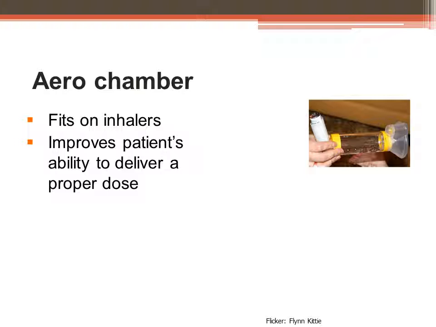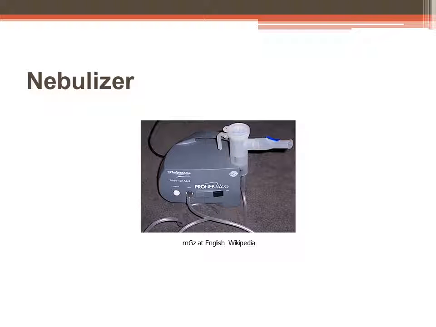Many patients don't get the maximum benefit from their inhalers because they don't use them correctly. Aero chambers help with this, and they fit on an inhaler. How they work is they trap the medication in a chamber, which the patient then inhales within a few seconds. This improves the patient's ability to deliver a proper dose. In this picture, you see an inhaler with an aero chamber and a pediatric mask. Sometimes powders or drugs in solutions are added to equipment called a nebulizer that introduces medications by using compressed air. It turns the medication into a fine aerosol that can be inhaled into the lungs.